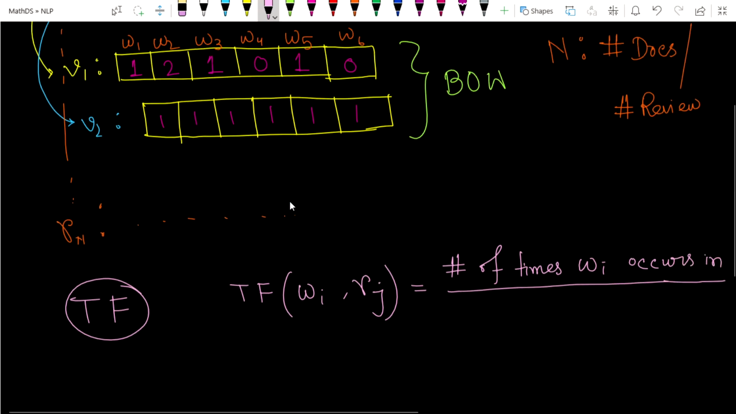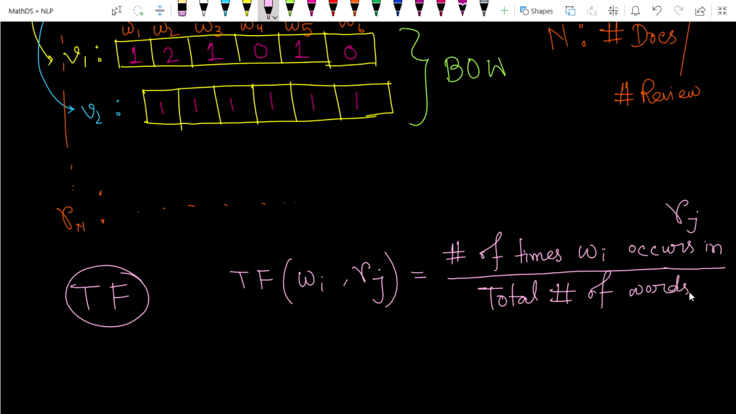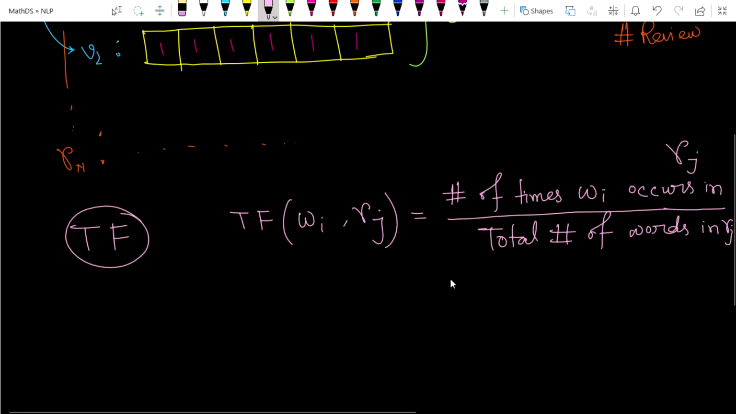The number of times wi occurs in the text or in the document RJ, divided by, in the denominator, the total number of words in this text or in this document. That's the simple definition. So you can think of it as a probability type of concept.